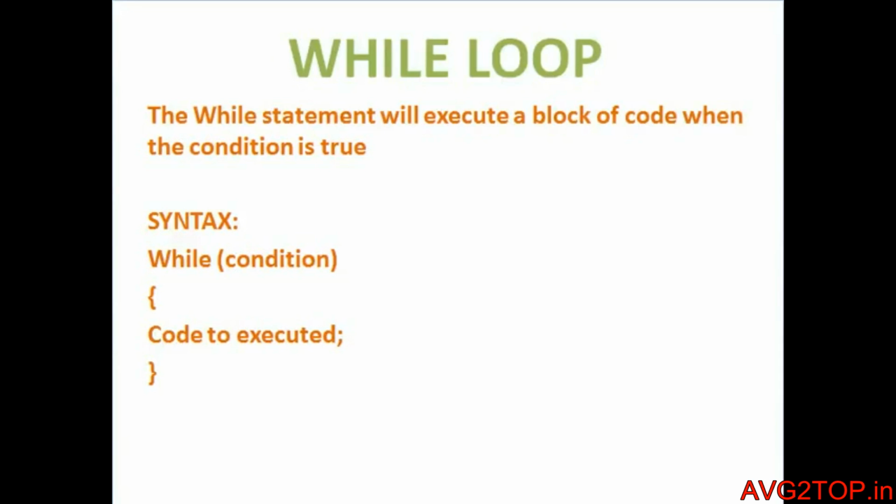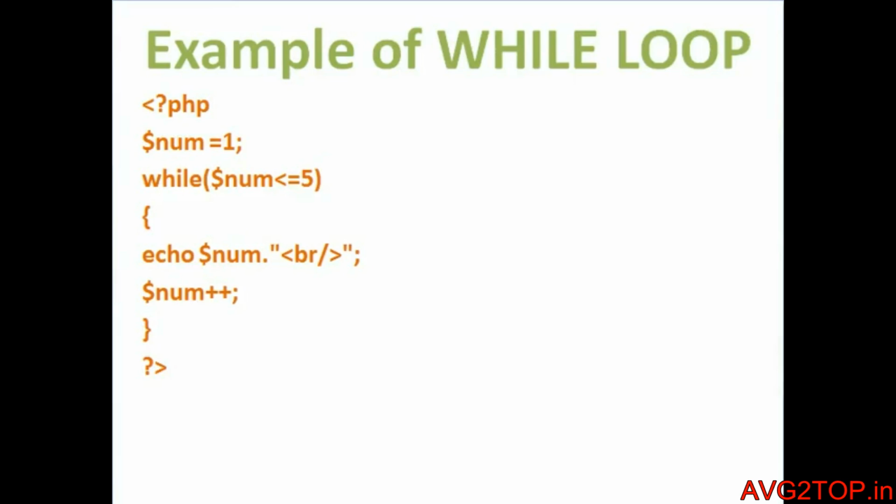The while statement will execute a block of code when a condition is true, and here is the syntax: while (condition) { code to be executed }. And this is my simple example of a while loop. In this example, I have initialized the variable $num equal to 1 and given the condition $num less than or equal to 5. If the condition is true, the code will be executed. After the code has executed, the condition will again be evaluated and the loop will continue until the condition is false. And this is the output of the while loop. The code has executed until the condition is false.